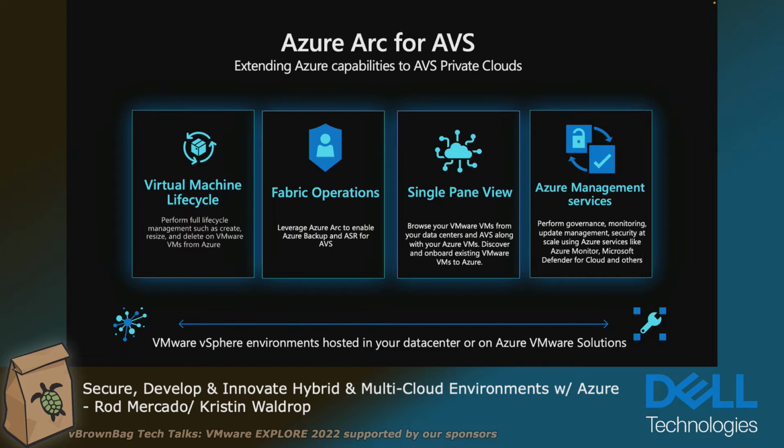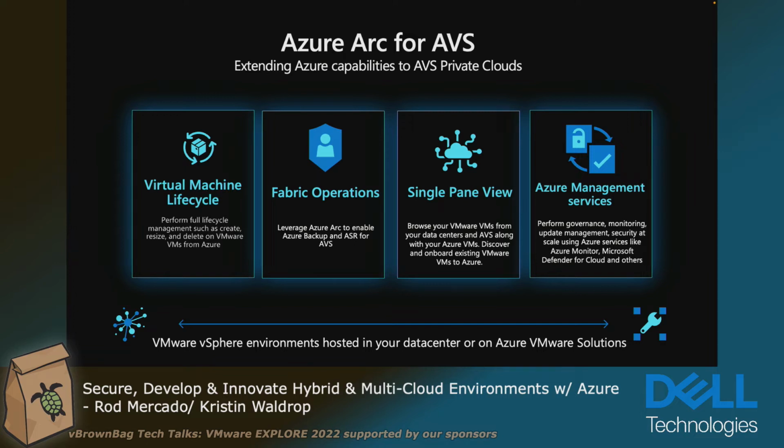So for example, you have your on-prem vSphere environment, you have your on-prem Hyper-V, and then you have your stuff in Azure portal as well. What Azure Arc does is it gives you the capability to manage your on-prem workloads in the Azure portal, right? Being a techie, I will not show you just the slides. I will also show you things in action, how it actually looks. If you see on the screen here, these are the main benefits that Azure Arc provides: virtual machine lifecycle, fabric operations, single pane view, and Azure management services.